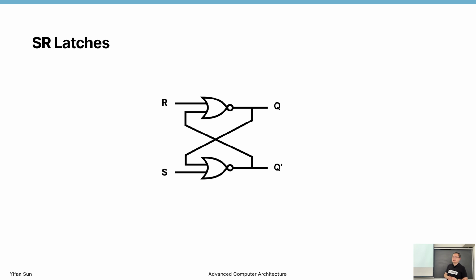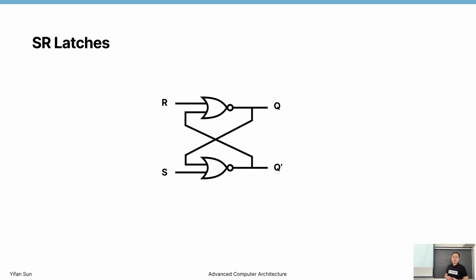Typically, if you consider two NOT gates, two inverters, connected as a loop, the data will keep flowing around in a circle and keep going. Then the data stored inside will never change. But if we only have two inverters, we basically have no way to change the internal content that is being latched within this inverter loop, right?